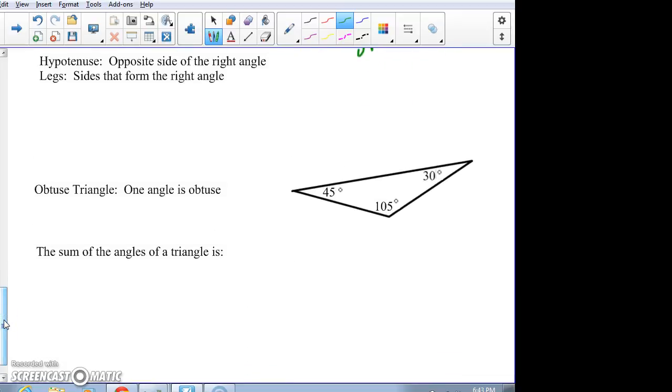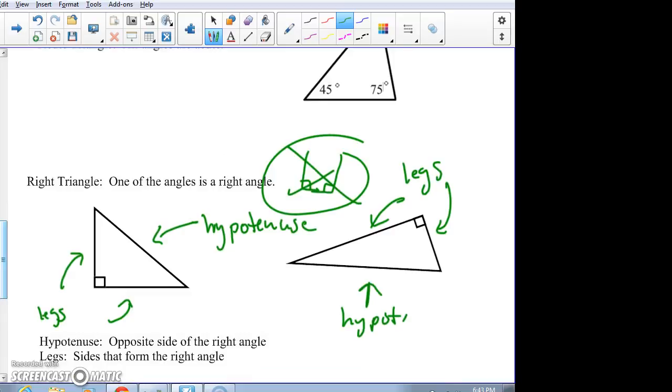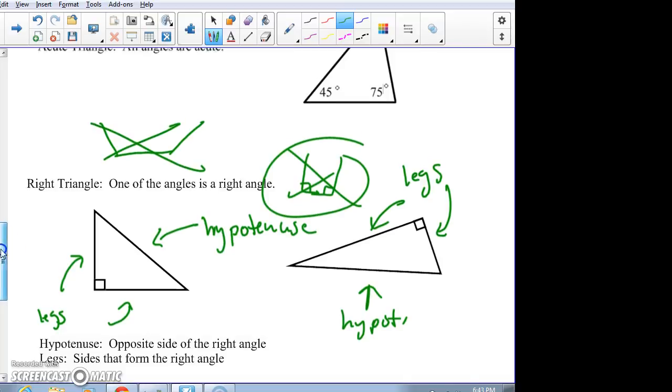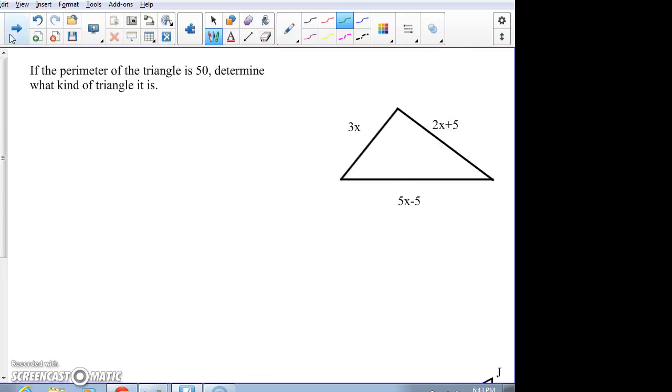An obtuse triangle is where one angle is obtuse. Is it possible for a triangle to have more than one obtuse angle? No, because again, it would be greater than 180 degrees, and you would run into the exact same problem that we had up here. Imagine drawing two obtuse angles. There's no way those are going to connect. That won't create a triangle. The sum of the angles of a triangle is 180 degrees every single time.